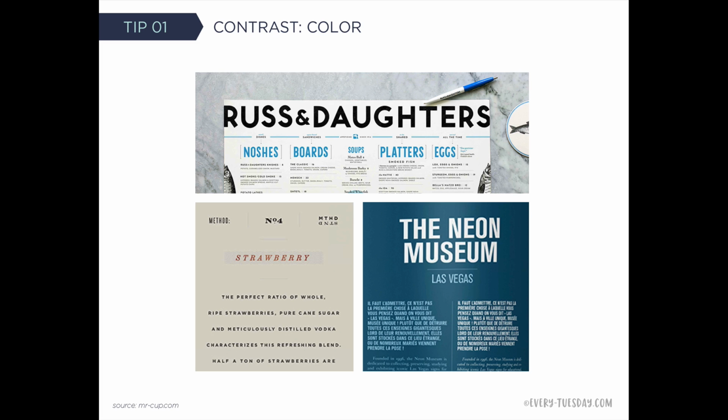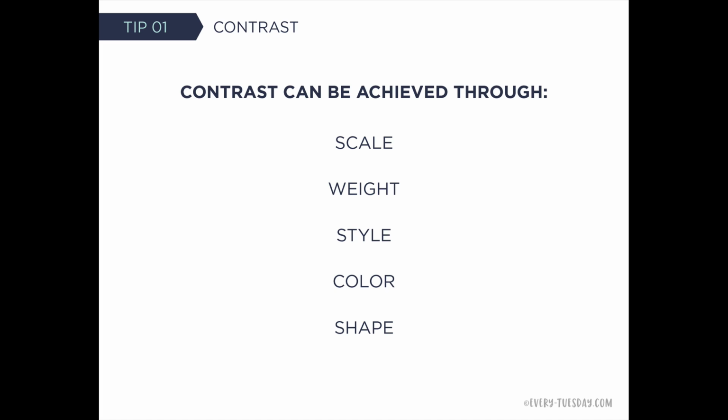So that one has a lot of really similar type pairings as far as style goes, but enough contrast is achieved where it's a more harmonious pairing because we've got that contrast still existing with the color. So for the next one, shape. Shape is really fun because it adds a lot of dynamism throughout your layout.